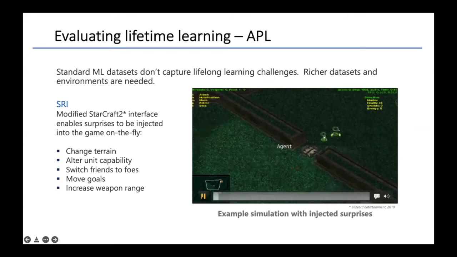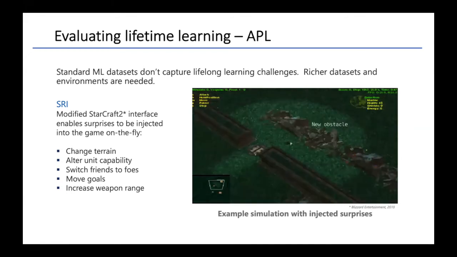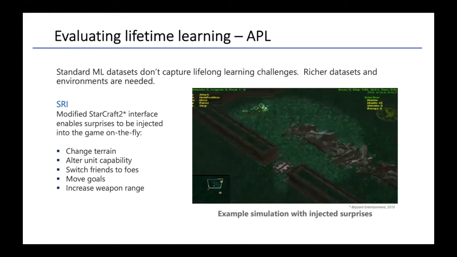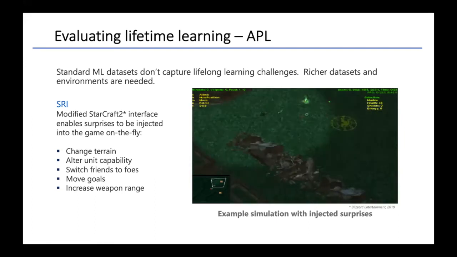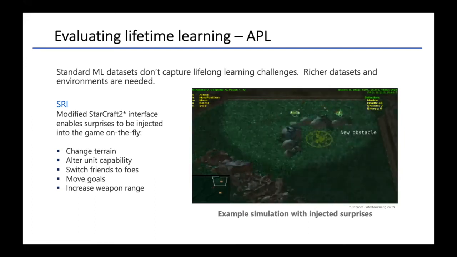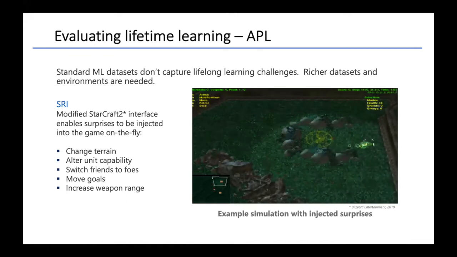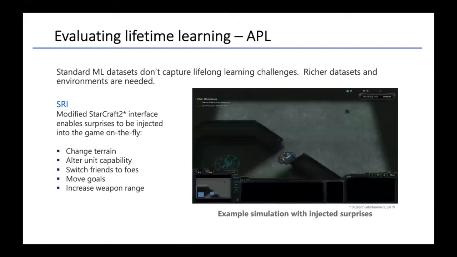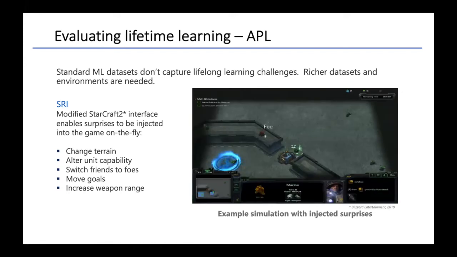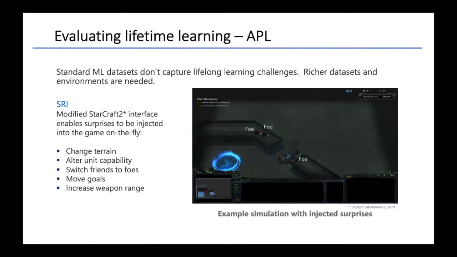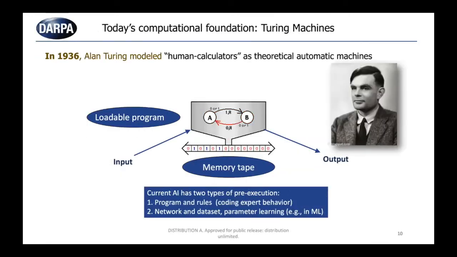So if you want to think, for example, about StarCraft 2, we can think about an agent that starts working. And as it's working, the system can start changing the terrains. Maybe it will alter unit capability. Maybe it will go all the way to switch friends and foes. Maybe move goals, maybe increase weapon range, and it doesn't tell us what it will do. So we cannot prepare in advance. That is the whole notion of lifelong learning, to be there and to work when you don't have things in advance.